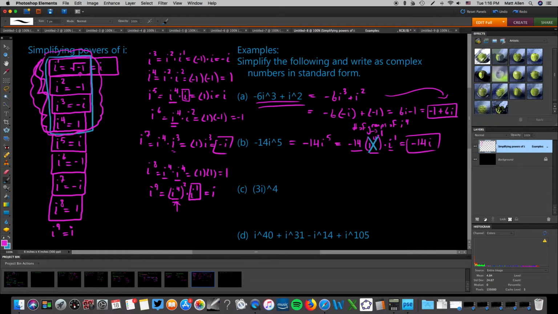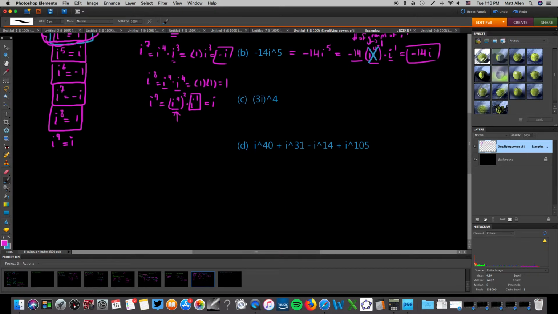So let's keep looking at a couple more here. Letter C. This is a little bit different. We've got, if you're looking at this critically, 3i to the fourth power. This means that I have to take 3 to the fourth, i to the fourth, or in other words, I get 81 i to the fourth. The thing is, we wouldn't want this higher power of i. And so when we look at what do we know about i to the fourth, we know that i to the fourth is 1. And so in other words, we just get the 81.